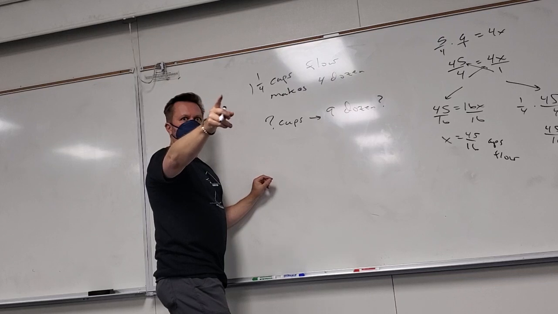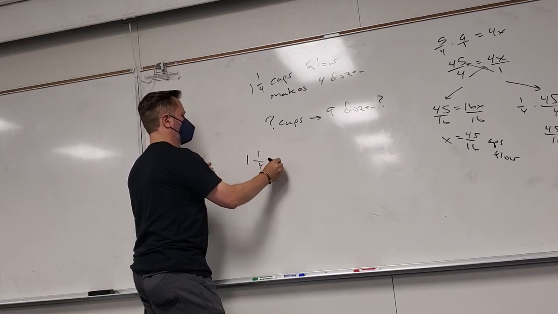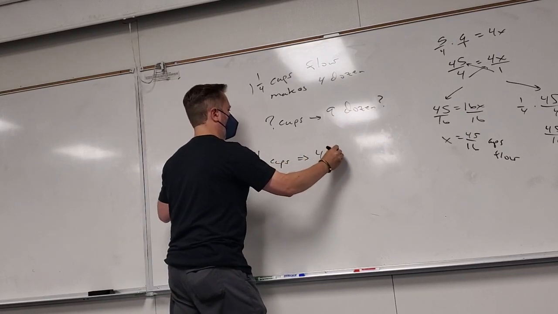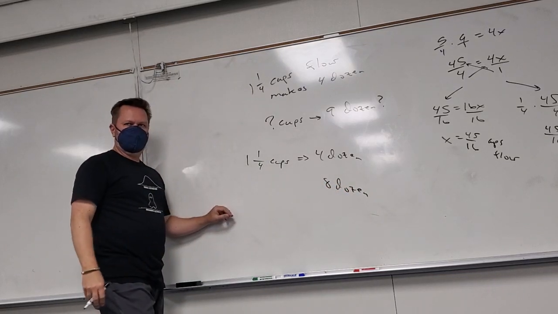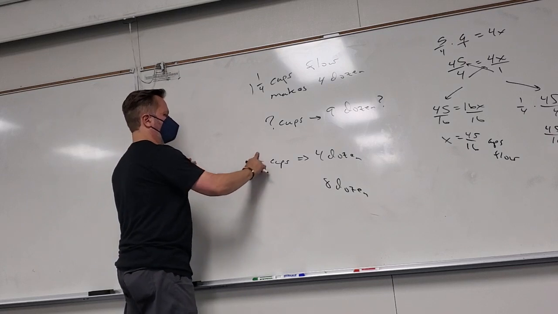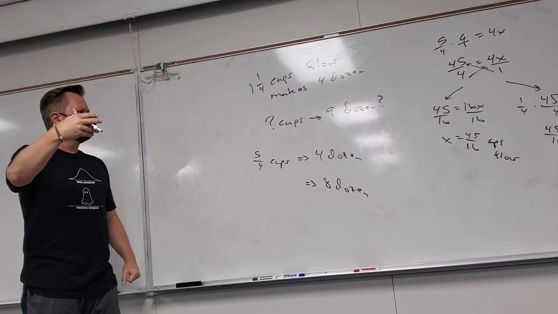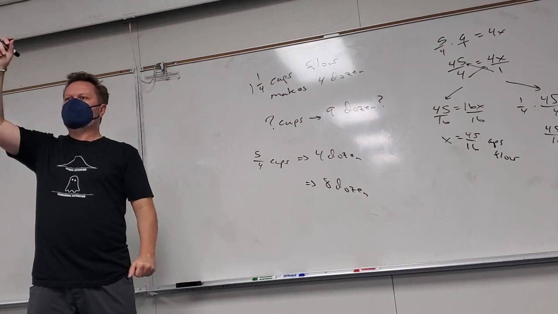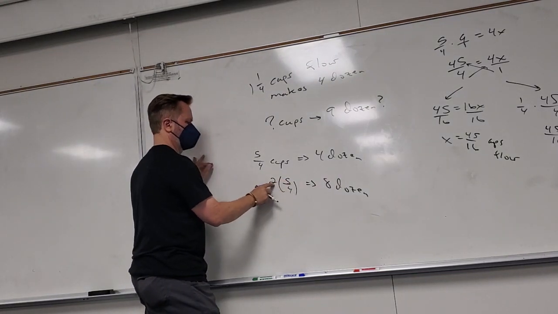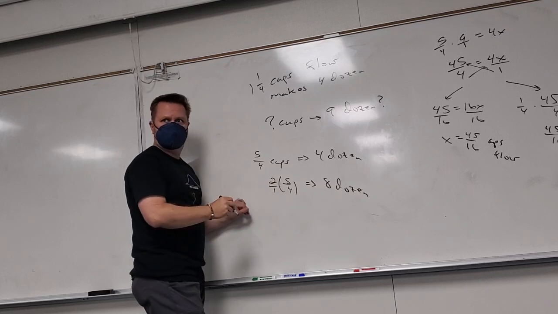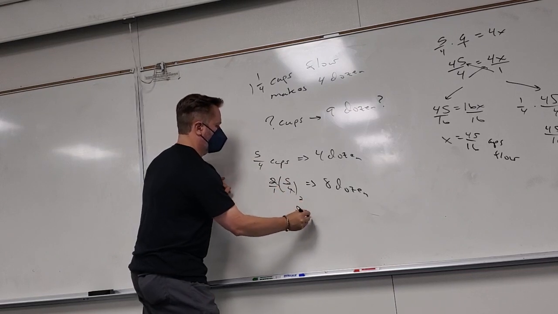So what you were saying was, if 1 1/4 cups makes 4 dozen, then how do I make 8 dozen? Just multiply by 2. Yes, and you have to be careful when you do that. So let's make this 5/4. Is that cool? Does that make sense? If 5/4 cups makes 4 dozen, then to make 8 dozen, I need twice that, right? So what is twice 5/4? 10/4, otherwise known as 5 halves, right?